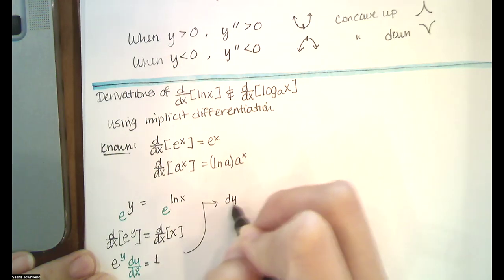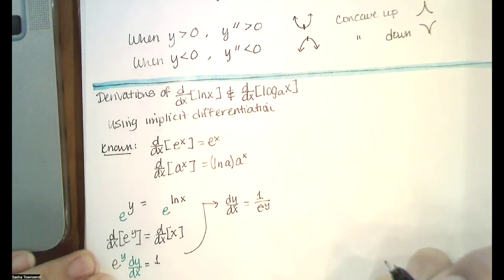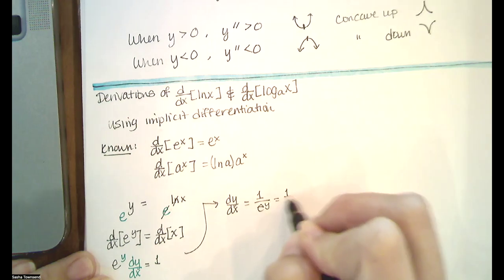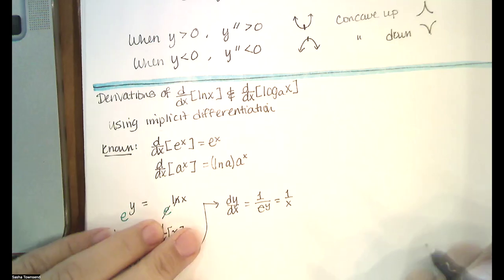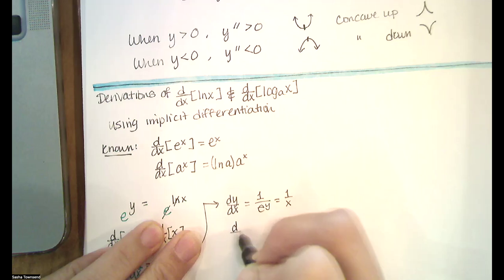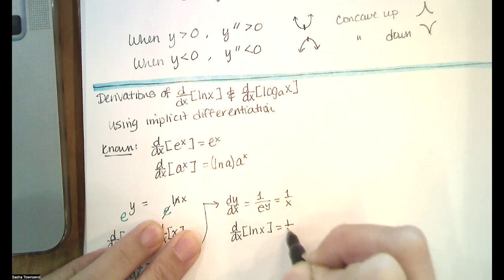So dy/dx is 1 divided by e to the y. And what is e to the y? e to the y was x. So dy/dx is 1 over x whenever y is natural log of x. So that tells us that the derivative of natural log of x is 1 over x.